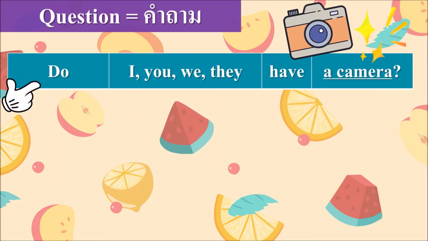When we are talking about I, you, we, and they, the question always begins with do. And after the pronoun, we have "have" followed by a camera. A camera is a complement. Do you have a camera? Do we have a camera? And do they have a camera?